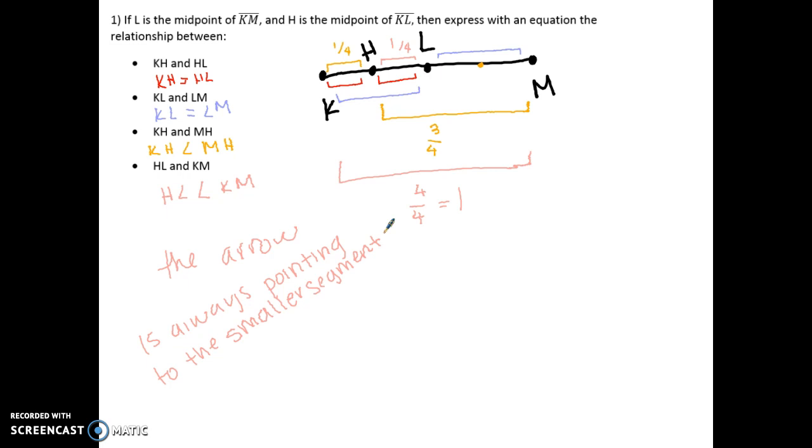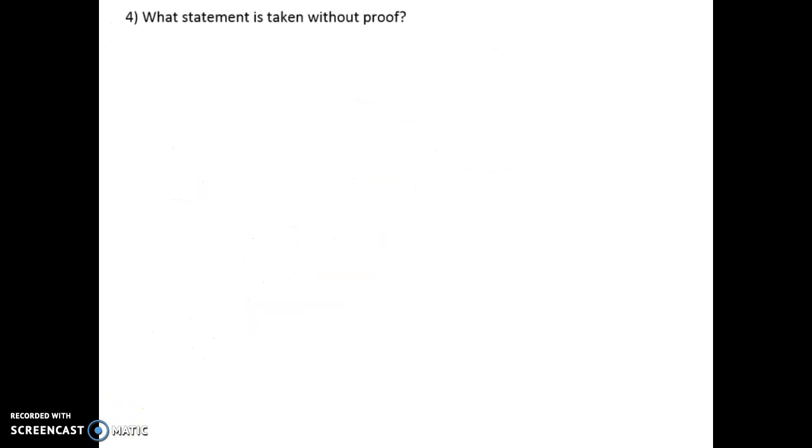Alright, let's move on to number 4. So number 4 we did for a warm-up the other day. And let's just review that note. So it says, what statement is taken without proof? Your answer, if you remember correctly, would be the postulate. Remember, without proof.